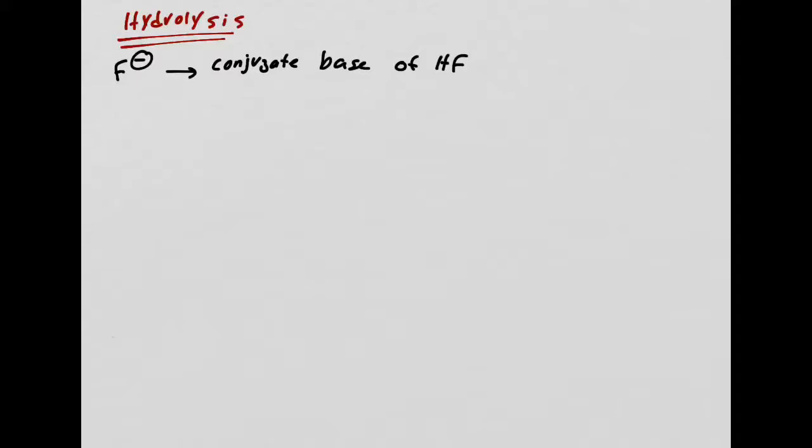Now, again, we said they can hydrolyze in water. So what that means is I'm going to have F minus plus H2O. I'm going to have hydrolysis. Now, remember, we said that F minus now is a conjugate base. Do you agree? So it's going to act like a base. So F minus is my conjugate base of HF.